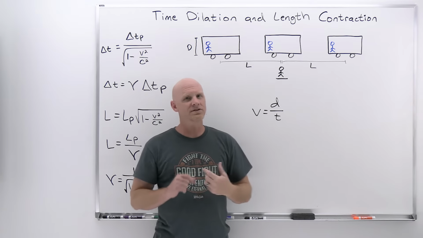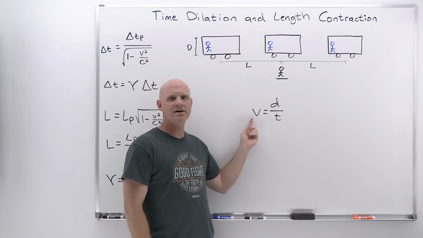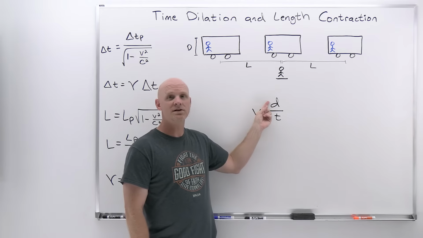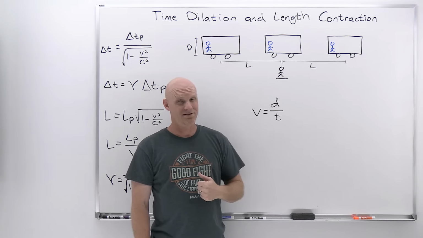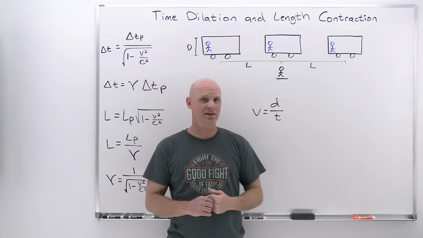But with the speed of light, it's different. It's the velocity of light that's going to remain constant. And so if the distance is going to change, it is the time that's going to have to change instead. So that's kind of the basis of time dilation here.